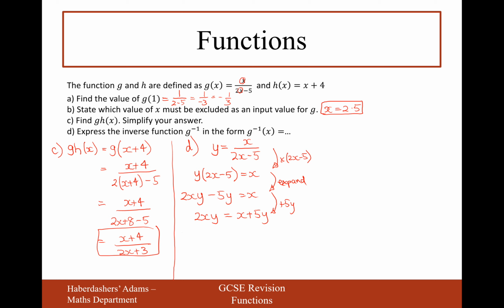I think I'll move the x onto the left hand side, so it's 2xy minus x equals 5y. So from this side to this side I've taken away x. And now I can factorise. Factorising is so important here. You wouldn't be able to get the question correct without factorising.